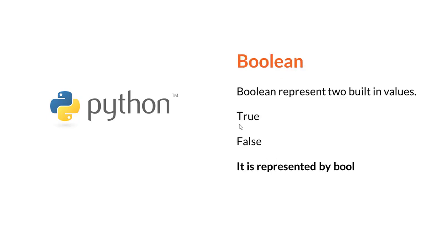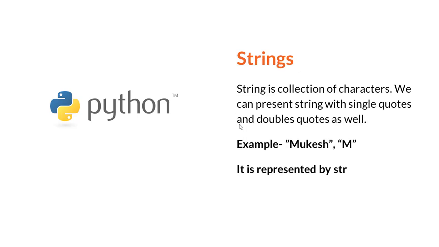Now Boolean has only two values which you can provide. In Python we have two built-in values, one is True and one is False, and it is represented by bool. Again, just a small disclaimer: for True and False, the first character is capital. So it will be capital True and capital False, only the first letter, not the complete word.